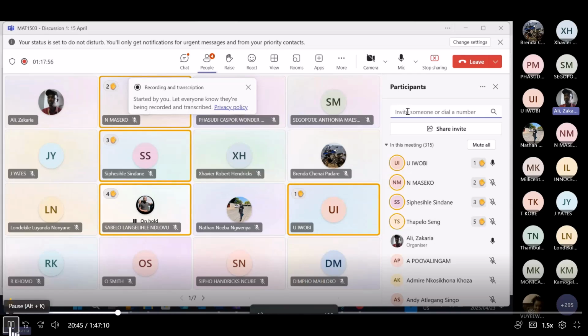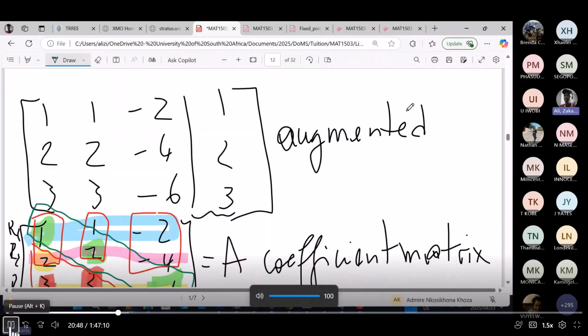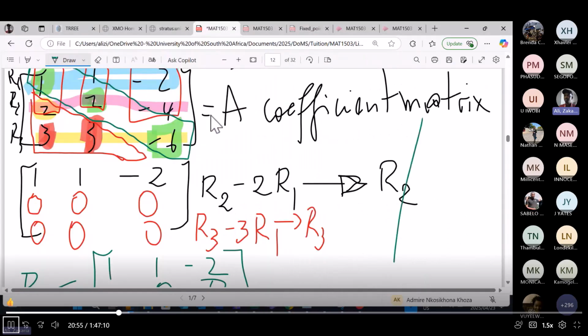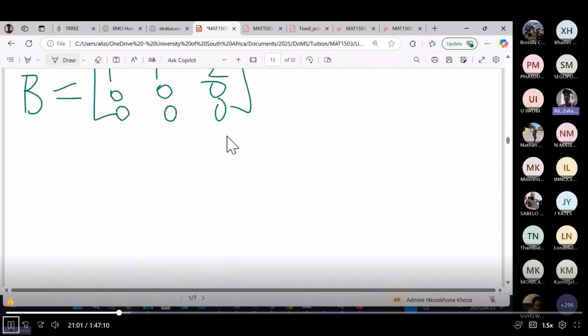Always write, show all calculations. So you need to show all these operations here. Okay. When you are using the augmented matrix, I'm going to write it down. Let me write the augmented matrix down so that people can know exactly what you are talking about.